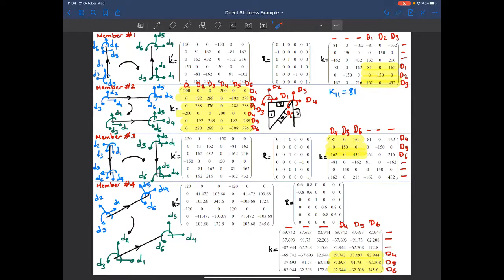Continue. What about the second member? So I'm looking at D1, D1. It is that coefficient. In order to move this member by D1 amount, the resistance coming from the second member is 200. So plus 200, and the third and the fourth member do not show any resistance to translation in D1. So K11 should be equal to 281. Okay.